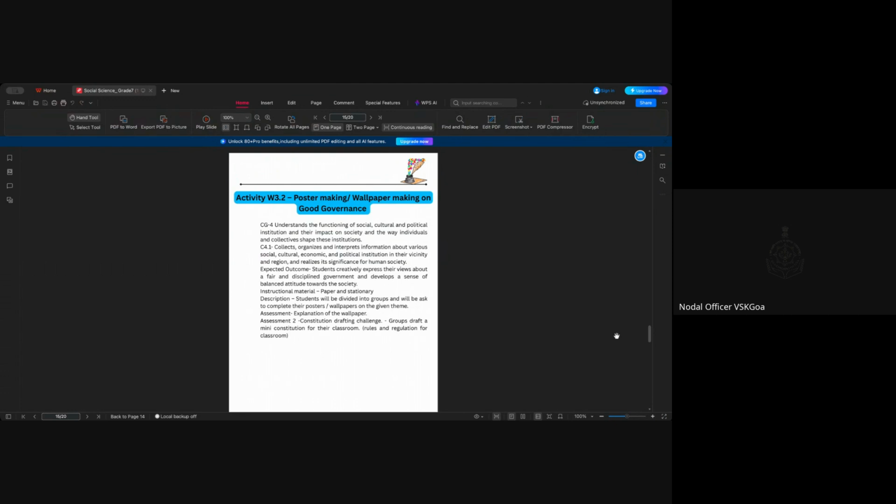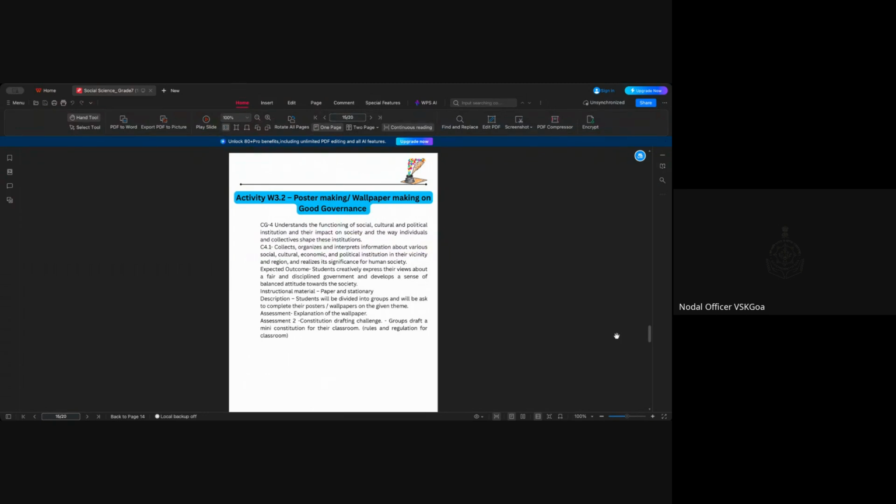The teacher can also ask the students to draft a mini constitution for their classroom. What are the do's and don'ts they want for their classroom? And then the sharing, or if they jot it down on paper, the same shall be displayed in the classroom. Or let each group come in front of the class and read their constitution.